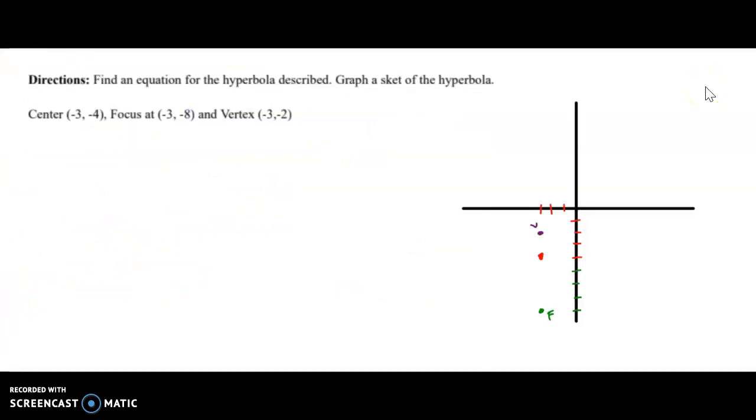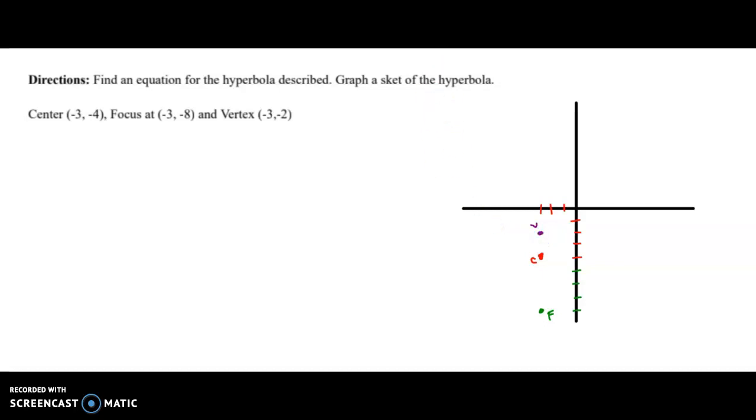All right, so it says find the equation for the hyperbola described below. Graph A, that's supposed to be sketch of the hyperbola. So I kind of sketched out some points here. We've got a center at -3, -4. That's going to be the center. You've got a focus at -3, -8, and then a vertex at -3, -2.